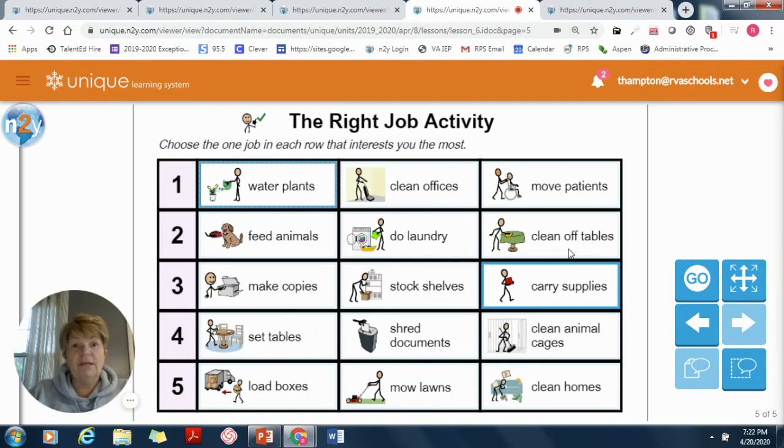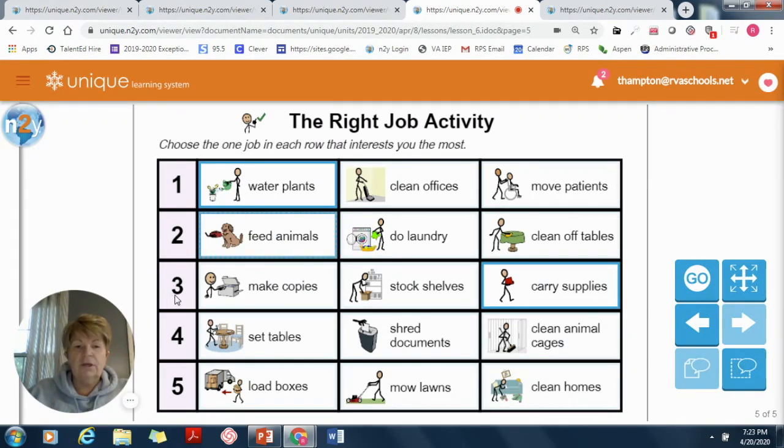Well, laundry's okay, but not a whole lot of fun, right? I love animals, love working with animals. Cleaning off tables, that means that people were there and they had eaten, and so maybe get to interact with people there. So I am going to say, I want to feed the animals, I think. Let's feed the animals.